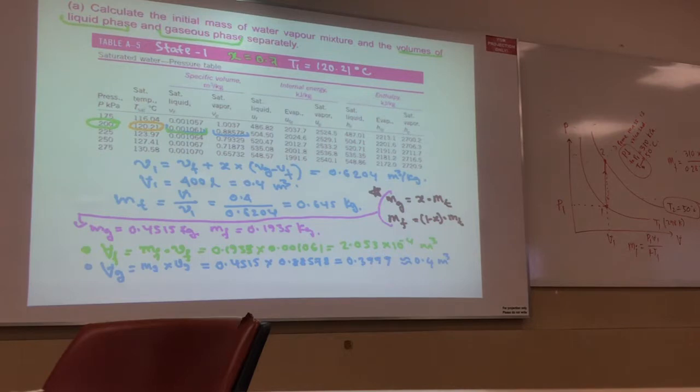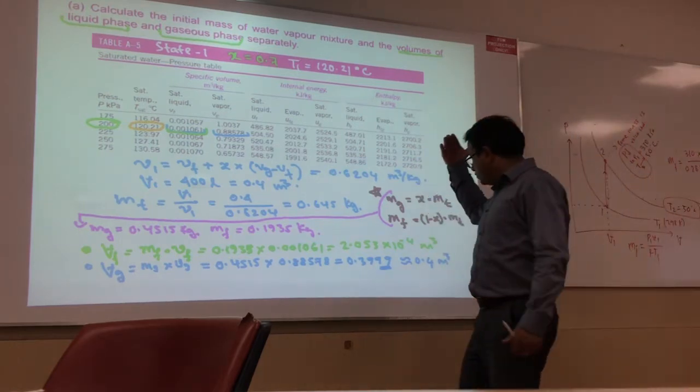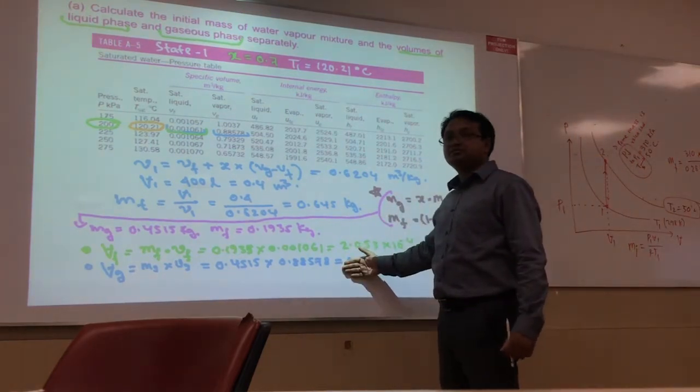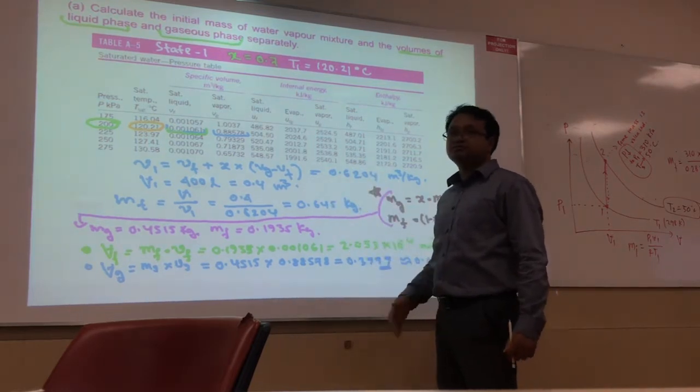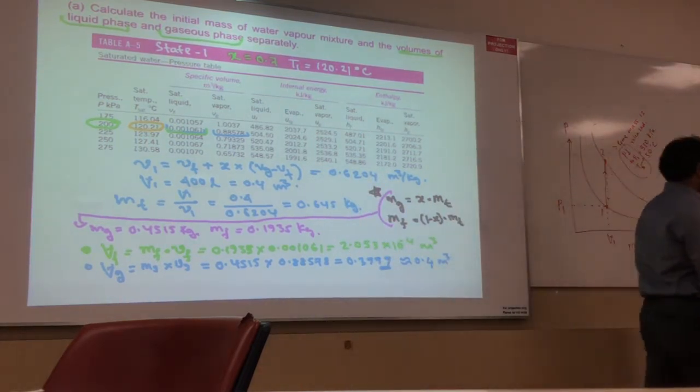Right? Total volume, Vg. 0.3999 is the answer. This is the question. Okay, so now what can we see? I can calculate the volume of the liquid phase and the volume of the gaseous phase. The volume of the gaseous phase is much higher than that of the liquid phase. Very clear.